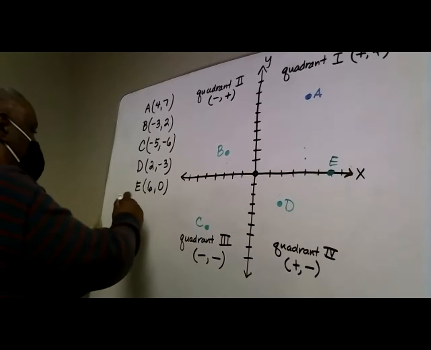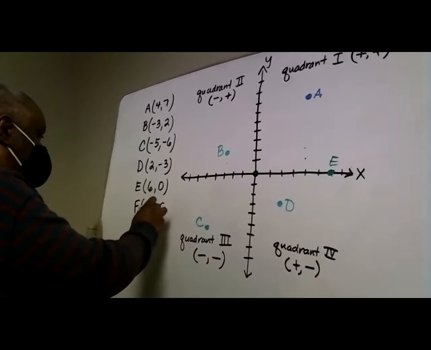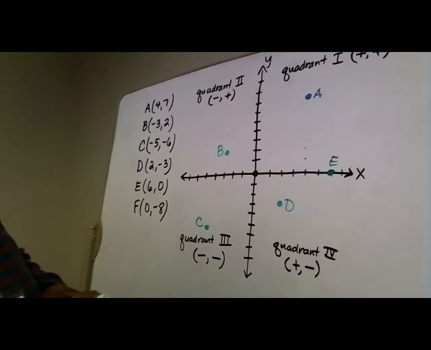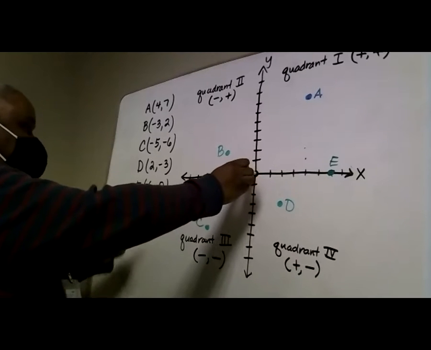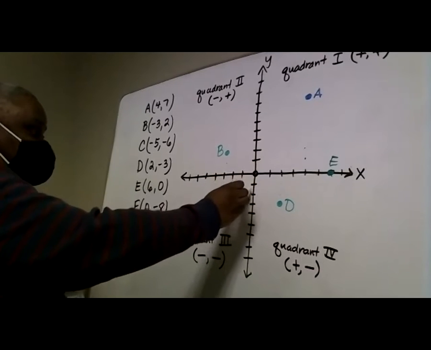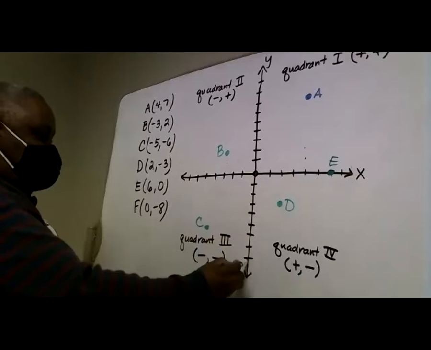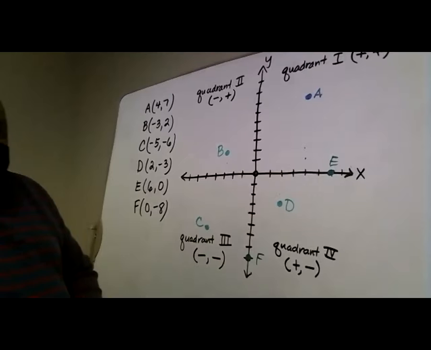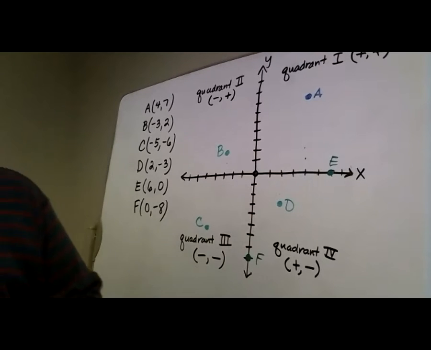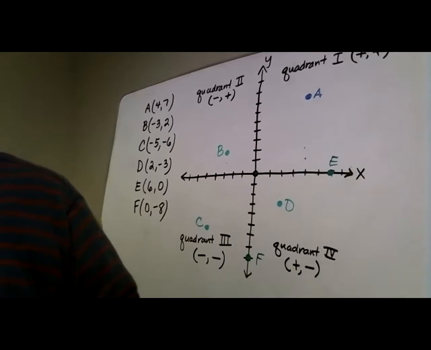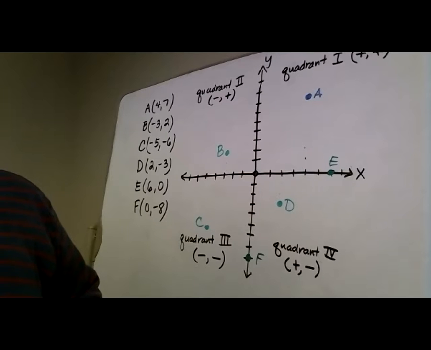Okay. And I'll do one more of these: 0, -8. So here, x is 0, so we don't go to the left or to the right. But we do go down 8: 1, 2, 3, 4, 5, 6, 7, 8. Label that as F. So here, point F is on the y-axis. All right, so that's how we plot points on a coordinate plane. Any questions on plotting points?